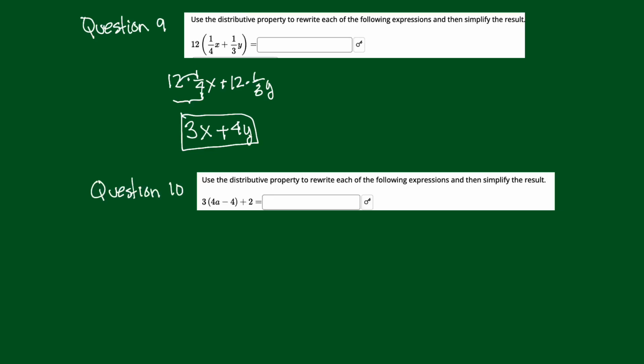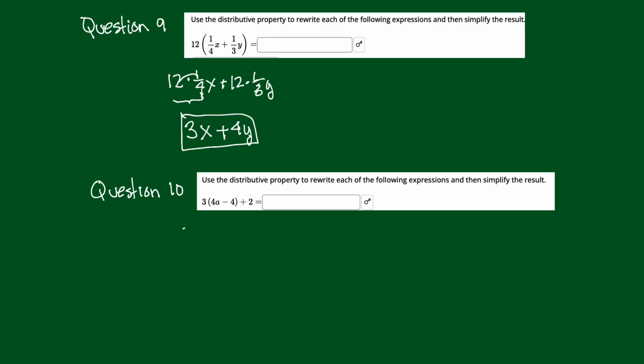In problem 10, we are again going to use the distributive property to rewrite this expression. Now look at this. We've got a multiplication, 3 times that 4a minus 4, and then we're going to add 2. So what are the operations? I'm multiplying the 3 and this. Now the parentheses indicates that this 4a minus 4 is just one single unit. It's just something with a longer name. So I've got 3 times the 4a minus 4, then I'm going to add 2. So I've got a multiplication and an addition. By the order of operations, I'll do the multiplication first.